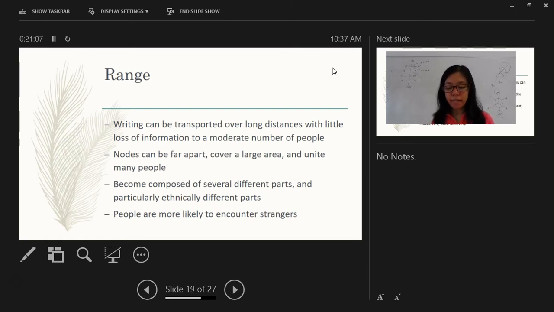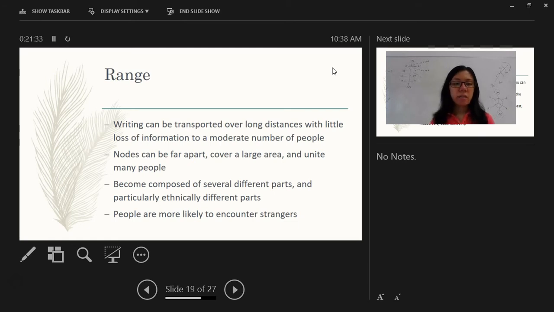And the next is range. Writing has a high range. It can be transported over long distance with little loss of information to a moderate number of people. And a long-range media created extensive networks. People can be far apart, cover a large area, and unite many people.